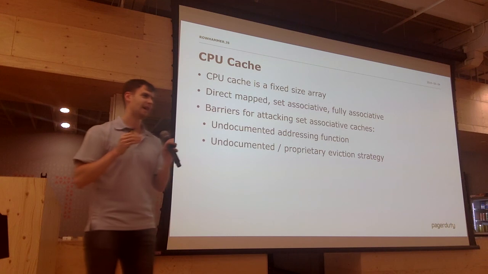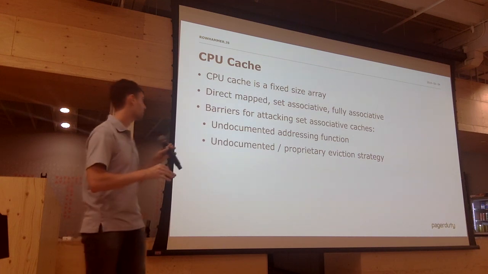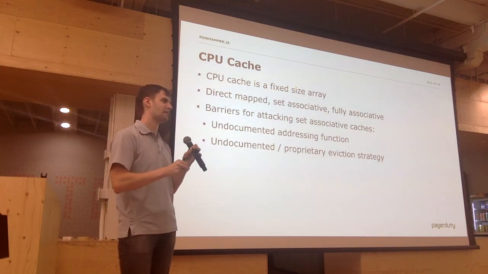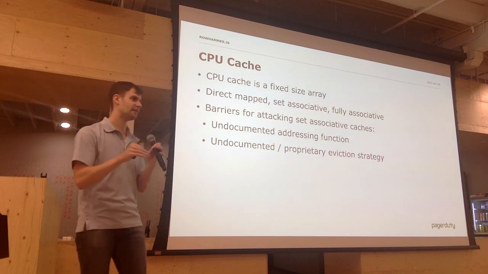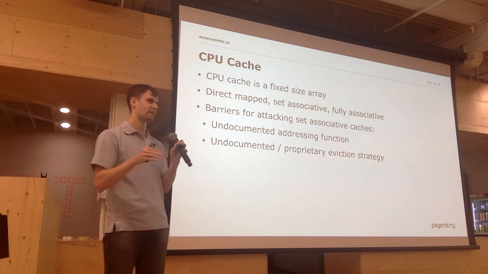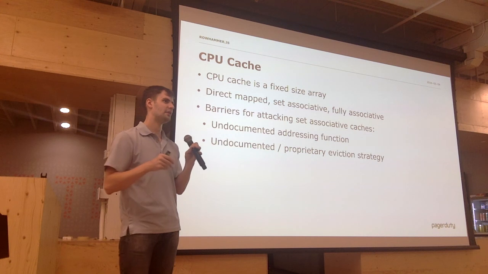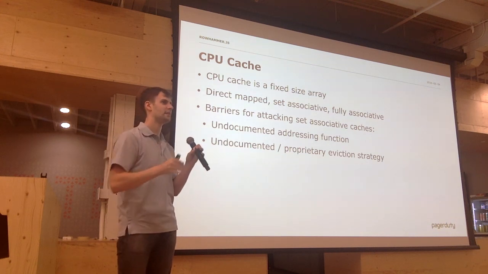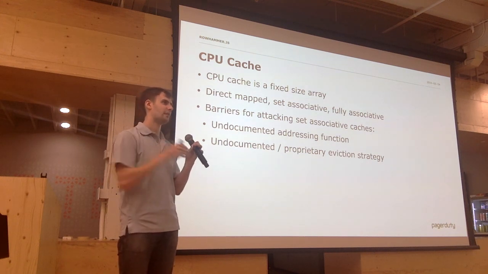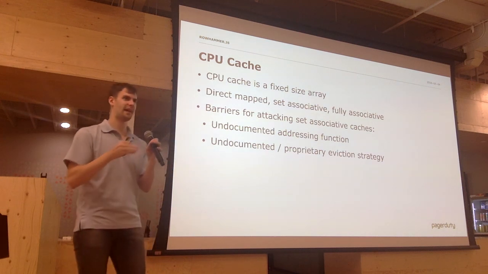To do that, we have to look at how your CPU cache works. Your CPU cache is a giant block of memory. You can think of it like just a fixed size array that you have. And then when you access elements in memory, you put them in the cache. But the question is, how do you put them in the cache?